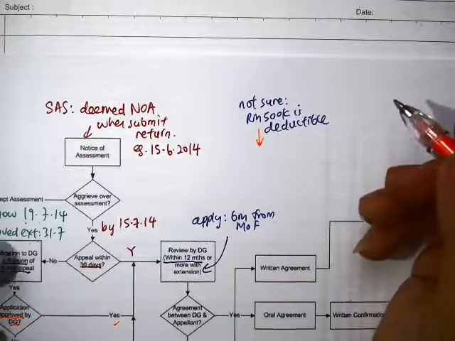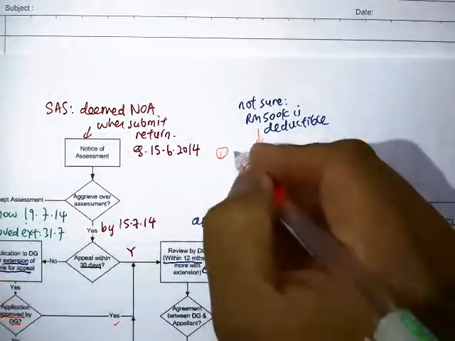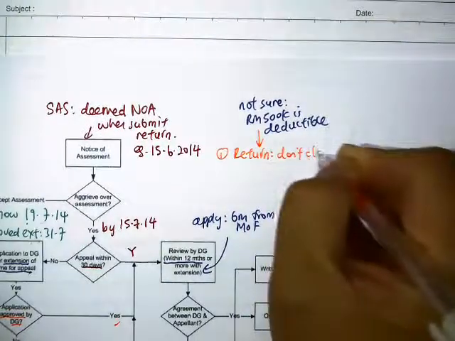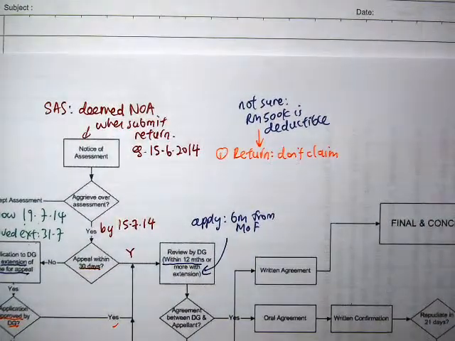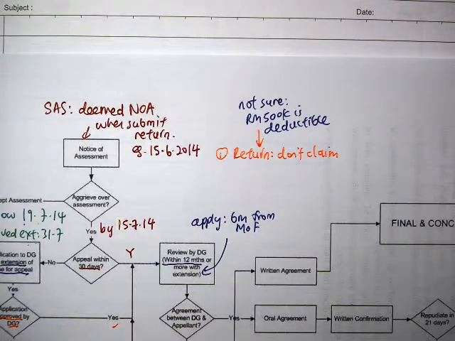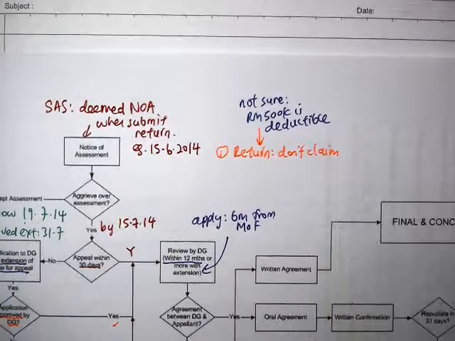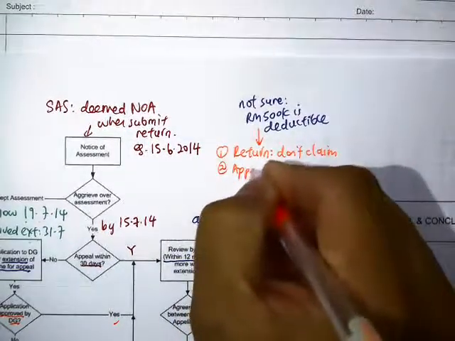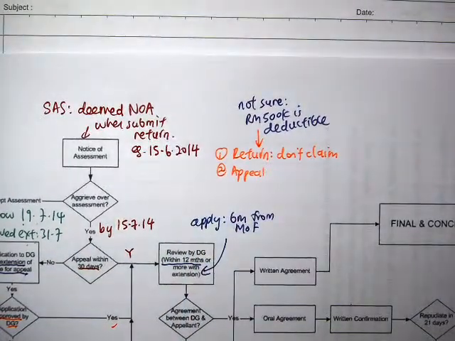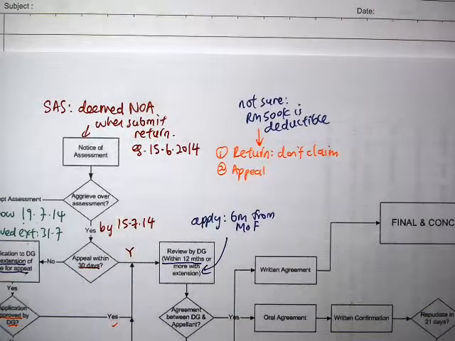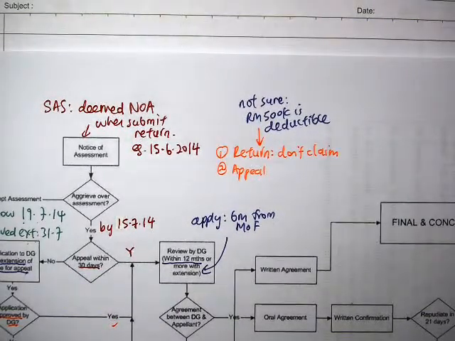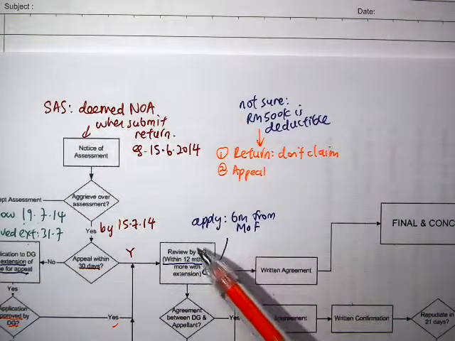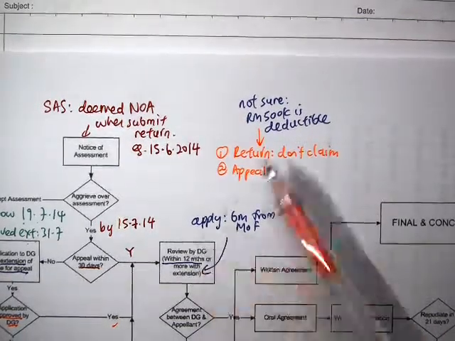So that's why usually what we'll do is, when you submit your return, you don't claim. Now when you don't claim, obviously your tax is going to be higher, so you pay more taxes. But after you submit the return, at the same time you lodge an appeal. If you win the appeal, then the DG will have to return the money to you. So it's very unfair if the DG sits on the case for a very long period, because my money is there.